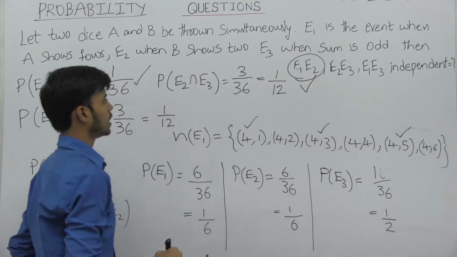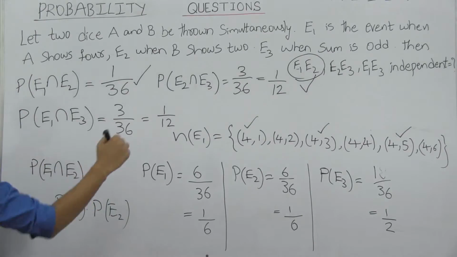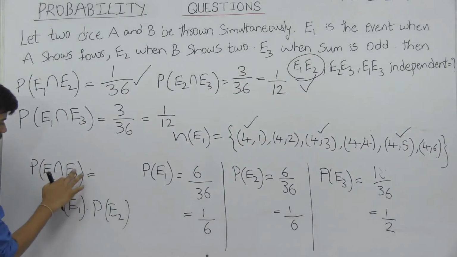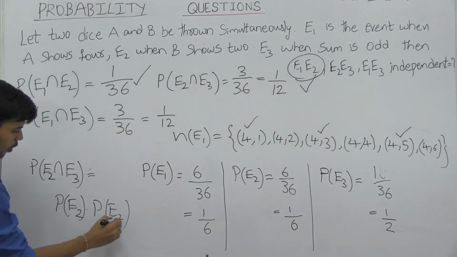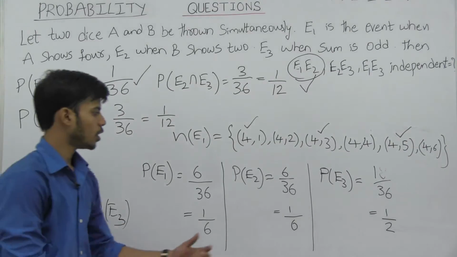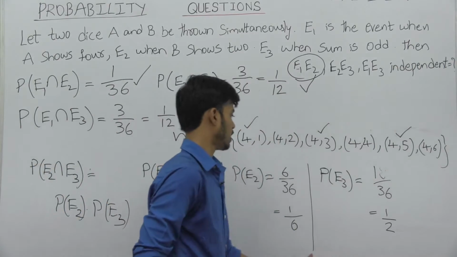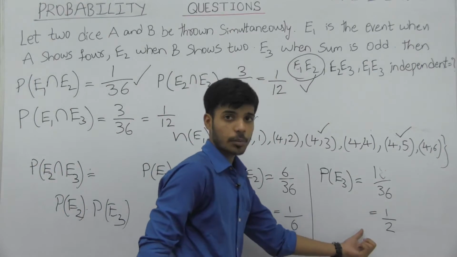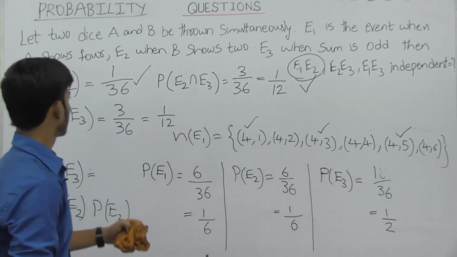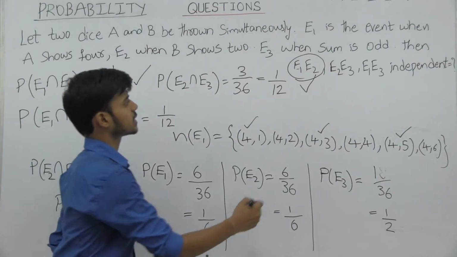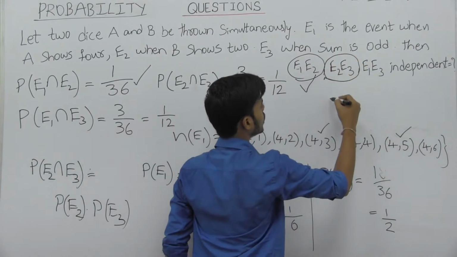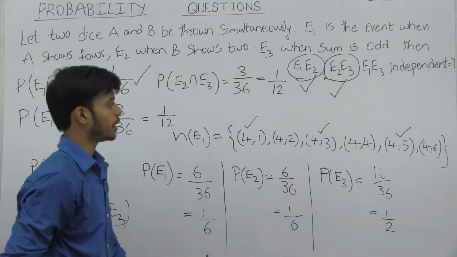Now let's check probability of E2 and E3, which should be probability of E2 into probability of E3. Probability of E2 into probability of E3 gives us 1 by 12. So which is 1 by 12. Hence even this is correct. So E2 and E3 are independent.